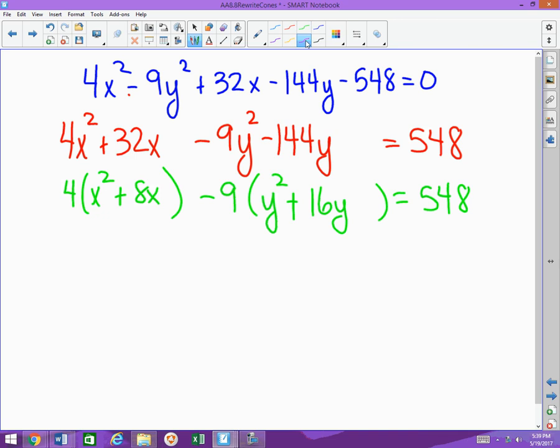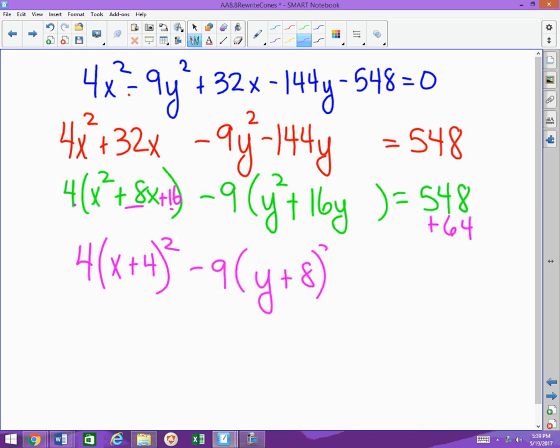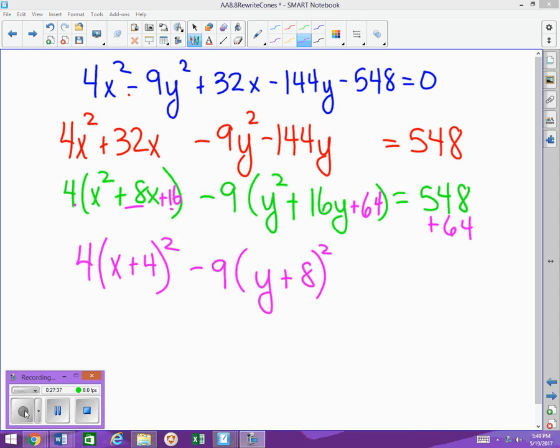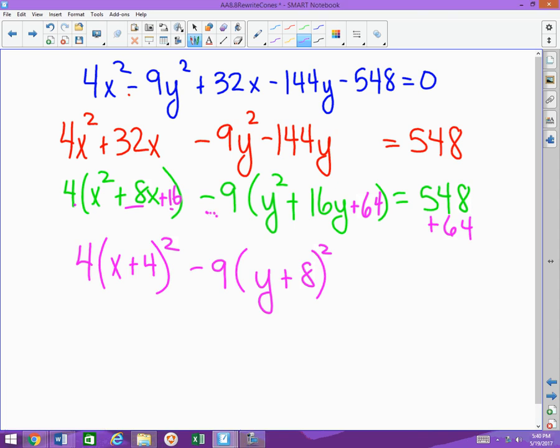Now we complete the square. This is going to be 4 times x plus 4 squared, since half of 8 is 4, which means we had to add 16, and 4 times 16 is adding 64 to that side. On this one, we have a negative 9 times y plus 8 squared, which means we had to add 64 inside. So what you have to add to the other side is 9 times 64, which is 576, but this is not a positive 9, it is a negative 9, so we subtract 576. That comes from a negative 9 times 64. When you combine all of that together, you get 36.